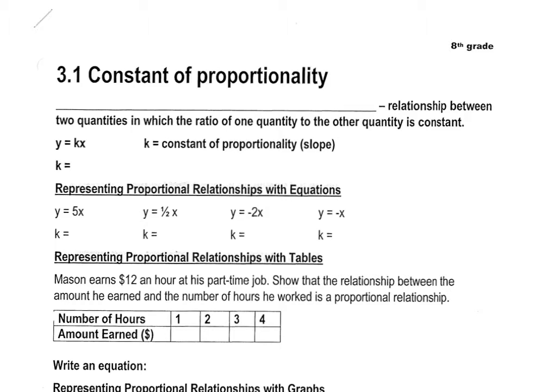Okay, so we're going to be working with constant of proportionality, which is the same thing as slope, okay? Relationships between two quantities in which the ratio of one quantity to the other is constant. It's called a proportional relationship. And we're going to be talking about ways to see those from tables, graphs, and equations.